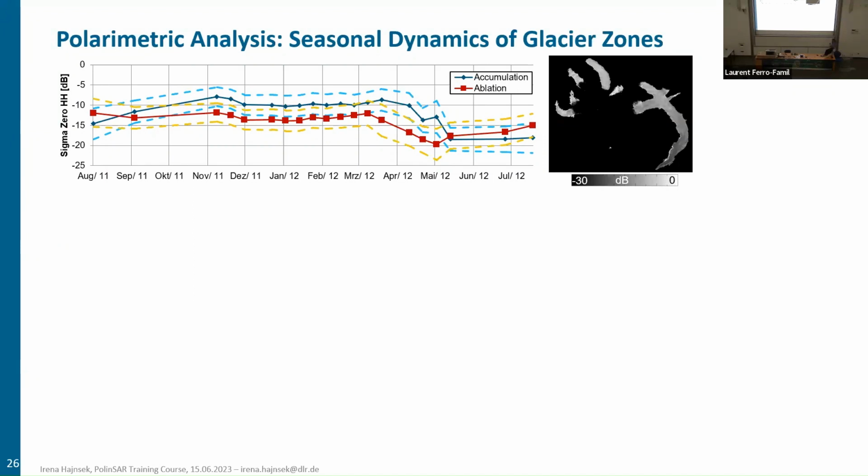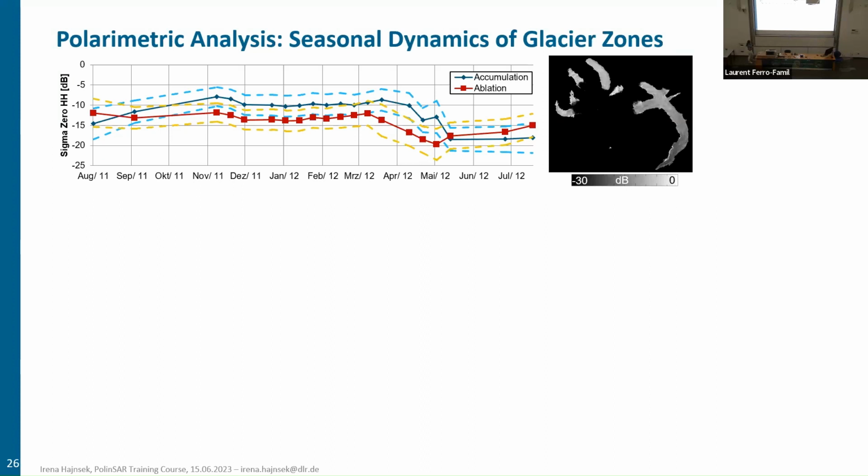So we have these two parts, and what you see here now is nothing else than just this time series of the sigma 0, which is the radar backscattering intensity, which you see here very well. So for the ablation zone, which is the lower part again, we have lower values, right?